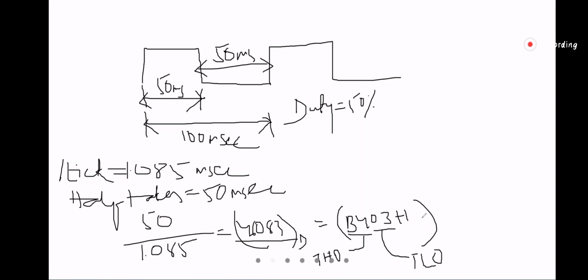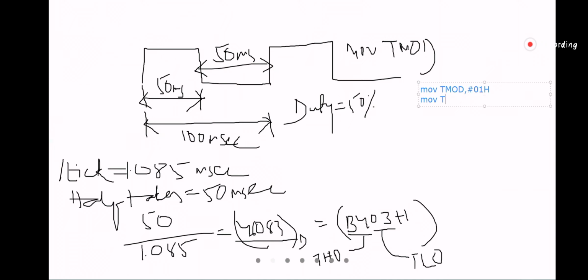So how do you write a program? First, TMOD. We need to decide the value of TMOD. Move TMOD, 01H, because this is mode 1 of timer 0.